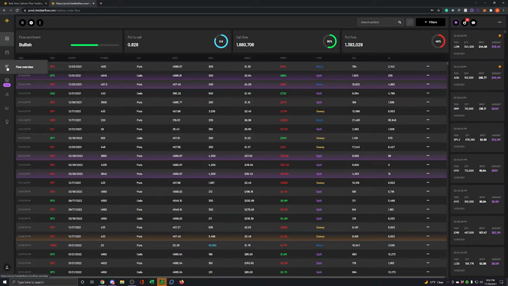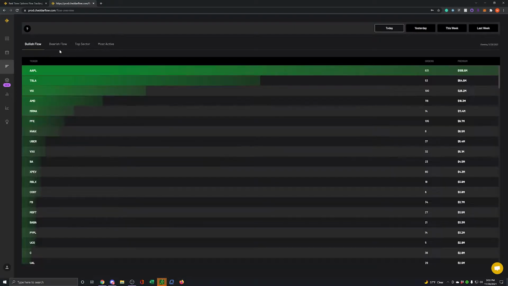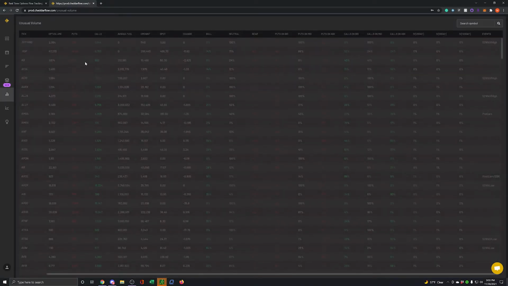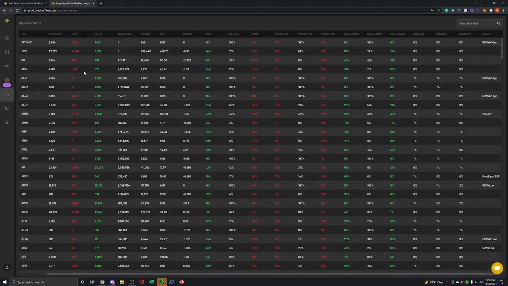And you have historical flow, which means you can look back at previous days' flow. Overview gives you the basic flow overview of the day, such as bullish flow, bearish flow, top sector, most active. They have unusual volume, which if you're a trader that focuses on trading based on volume, this is pretty nice because you can basically see if volume is greater than open interest. That makes it unusual, which may make you want to add that specific ticker onto your watch list to take a trade or examine it further.